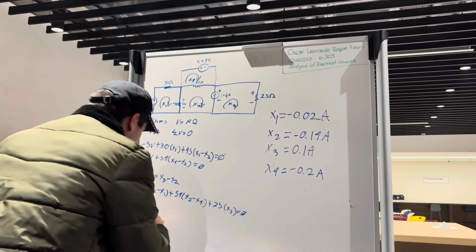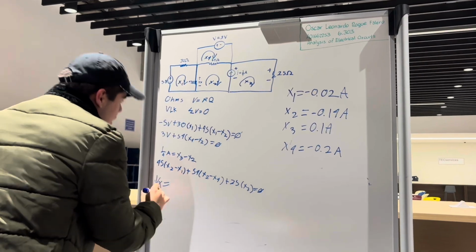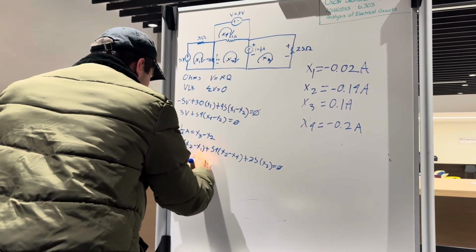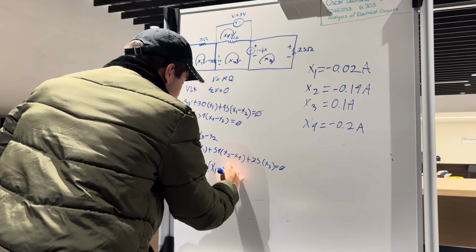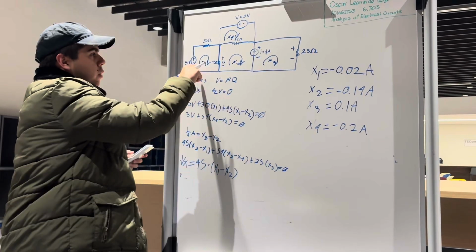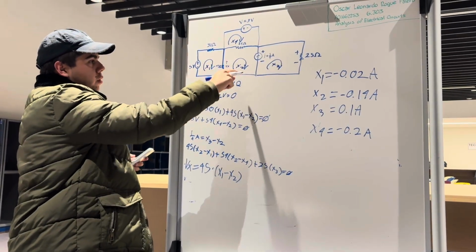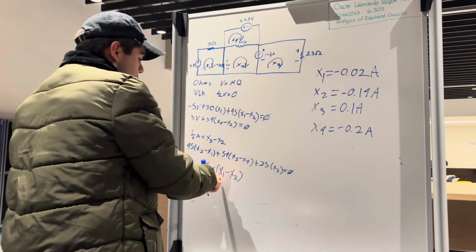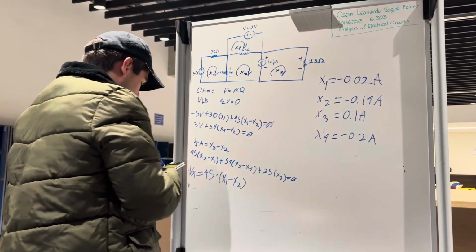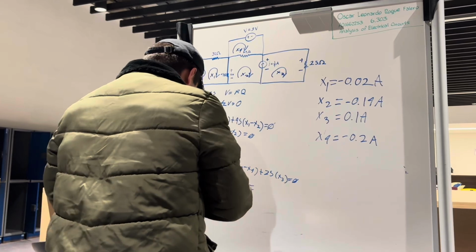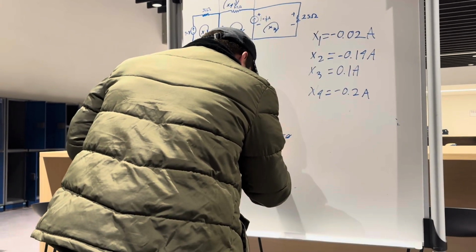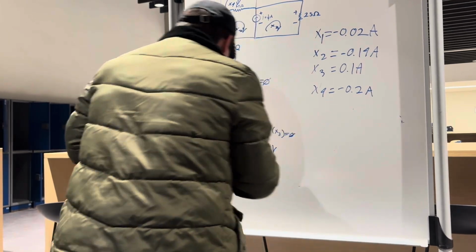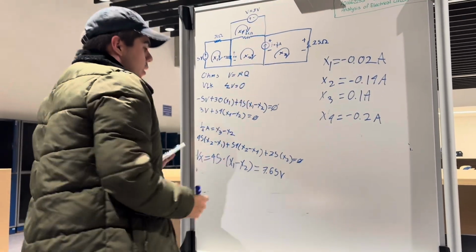So now we need to identify Vx, for which we use Ohm's law. We already have the resistance, times (x1 minus x2). This is because x1 enters into the positive terminal and x2 enters into the negative one. So we only change our values over here in our calculator, and we obtain a value of 7.65 volts.